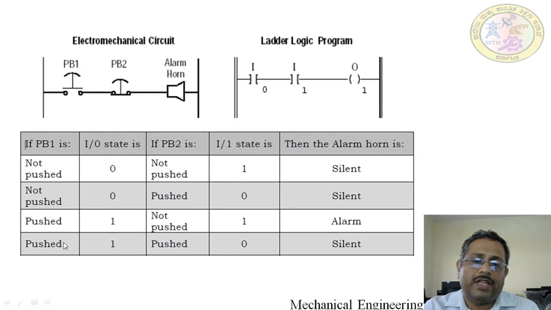And then the fourth condition is when push button 1 is pushed, the open contact will be closed, then the state changes to 1, and when push button 2 is pushed, the state changes from 1 to 0. Then the alarm will be silent, because at push button 2 the power will be cut off. This is the equivalent of the electromechanical circuit and the ladder logic program.